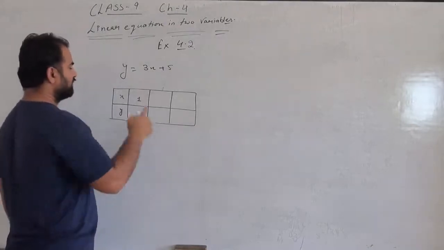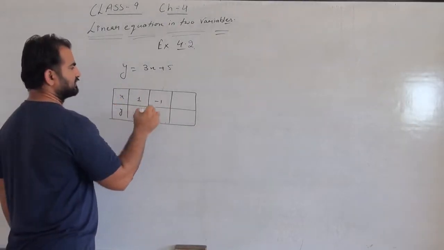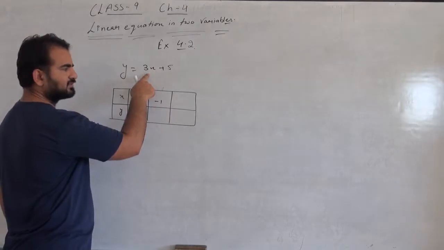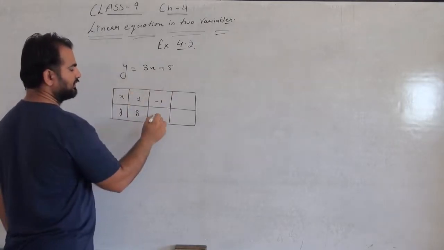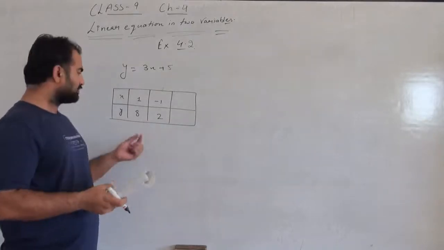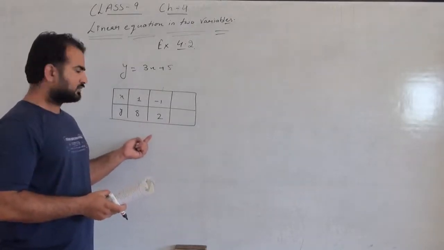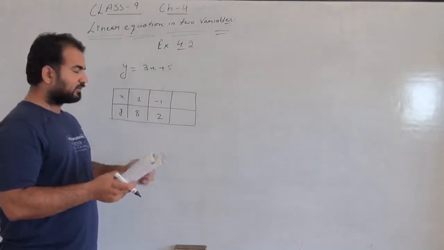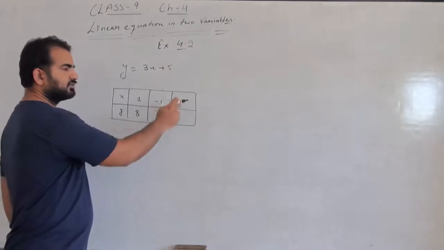Then x equals minus 1. So minus 1 into 3 will be minus 3. Minus 3 plus 5 will be 2. So we got a unique solution, one solution. We have one solution, we also have two solutions. But can we have a third solution?